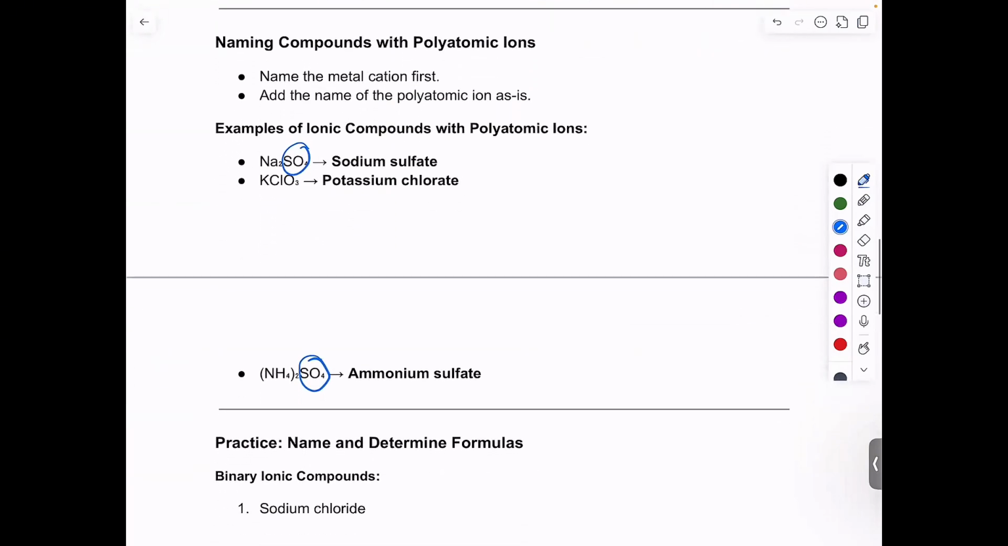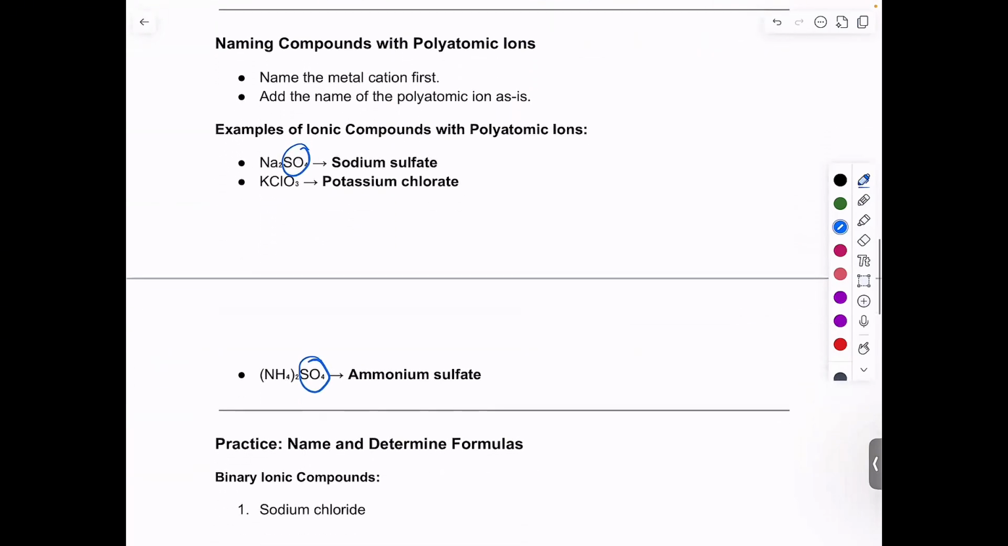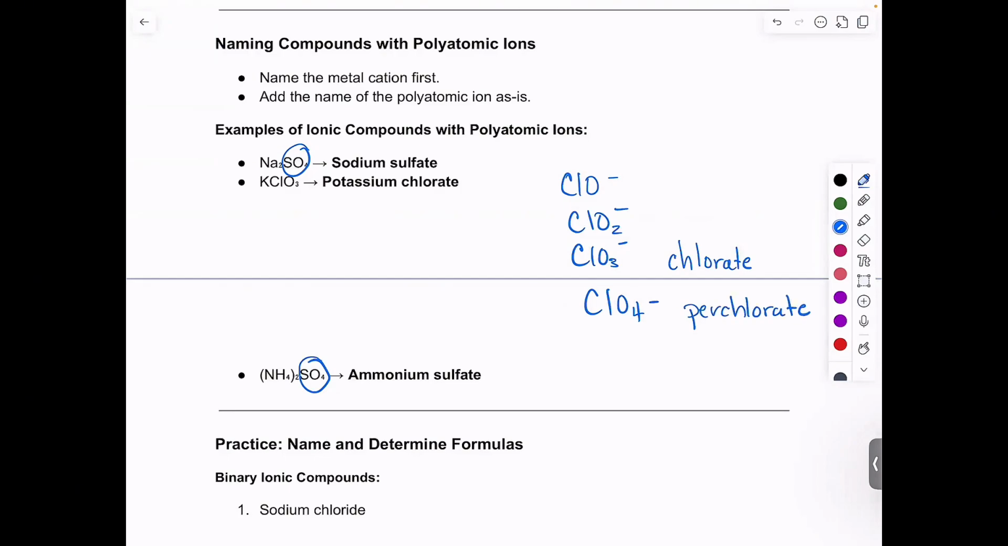We also have a family of ions made up of chlorine and oxygen, and we actually have 4 of those. I'll list them here. ClO4, it's the chlorate family. So we have chlorate, perchlorate, chlorite, hypo.